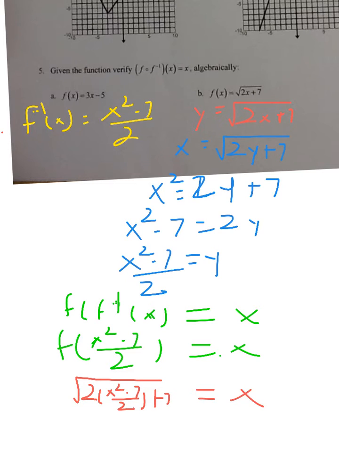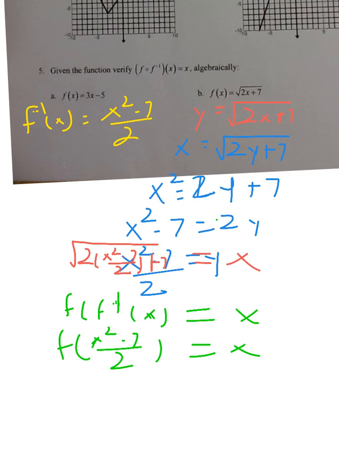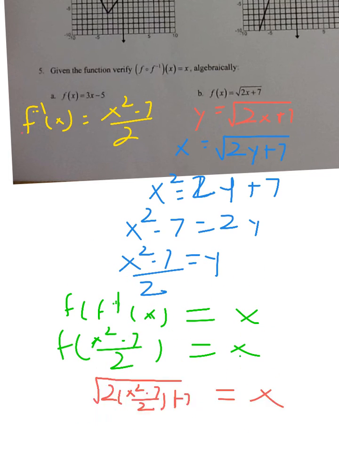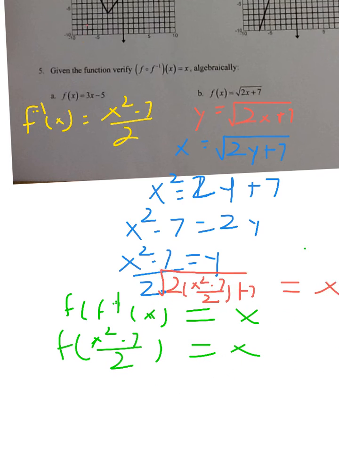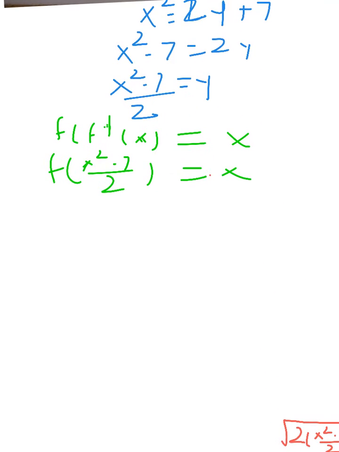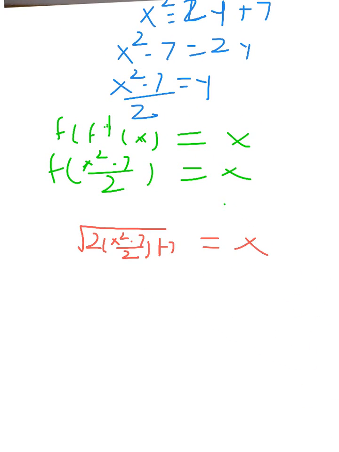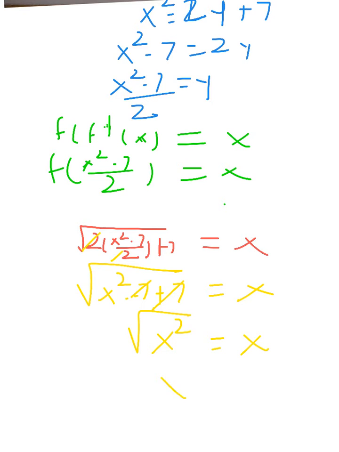So let's see. When I simplify this here, 2 and 2 reduce. I'm left with the square root of x squared minus 7 plus 7. Does that give me x? Negative 7 plus 7 reduces, so it's the square root of x squared equals x. The square root of x squared is x, so x equals x, and that checks.